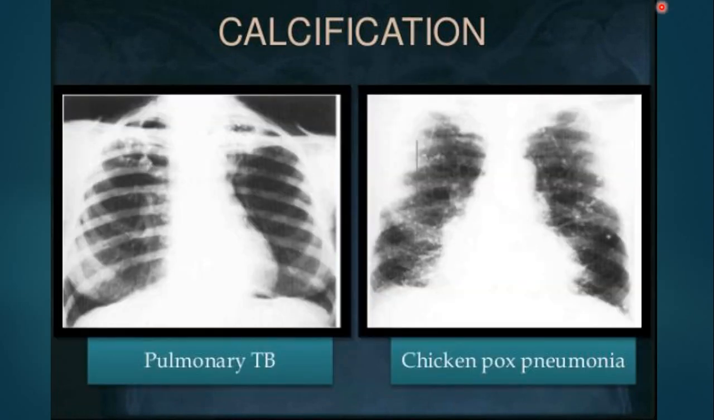For example, you can see here in the pulmonary TB, in the upper lung zones bilaterally there are some calcifications, maybe more obvious on the left side, and this indicates old calcified tuberculous granulomas. This is a chickenpox pneumonia. Of course, the chickenpox is healed a long time ago, and the patient is left with widely distributed tiny nodules here and there. These are the chickenpox pneumonia calcifications.